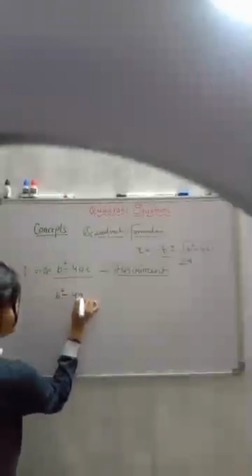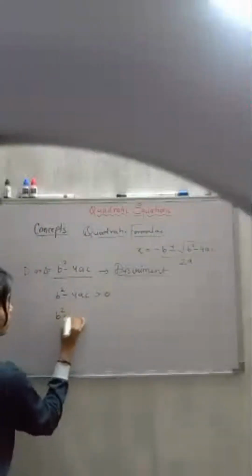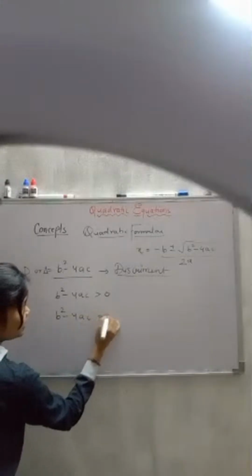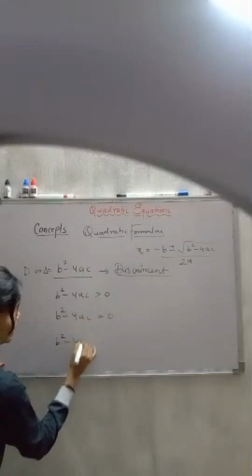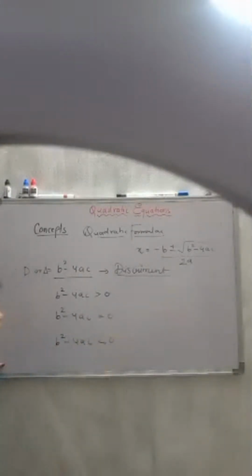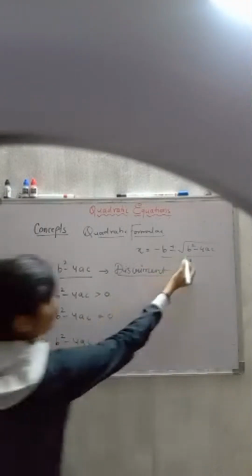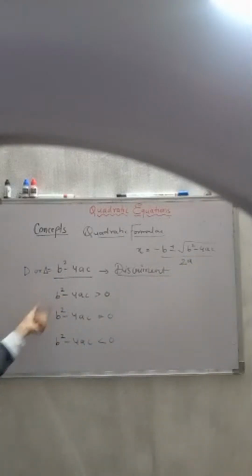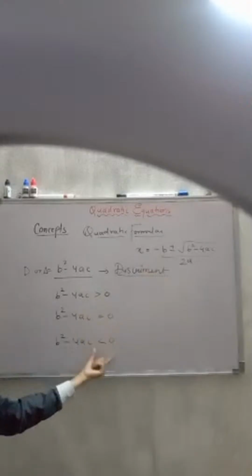This of quadratic equation is denoted by D. Why is it called the discriminant? Because it will decide the nature of the roots. If this b square minus 4ac is greater than 0, or equal to 0, or less than 0, we get only these three cases. Either the value will be greater than 0, equal to 0, or less than 0.